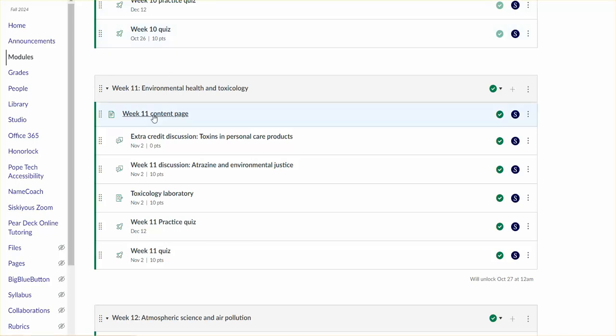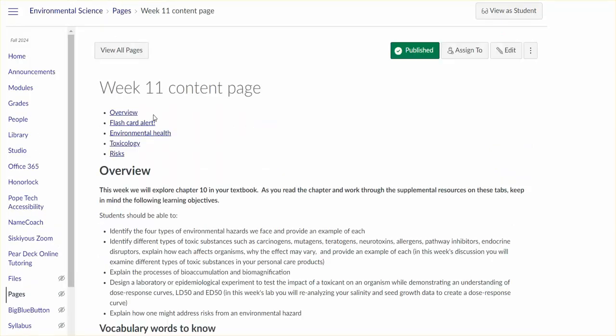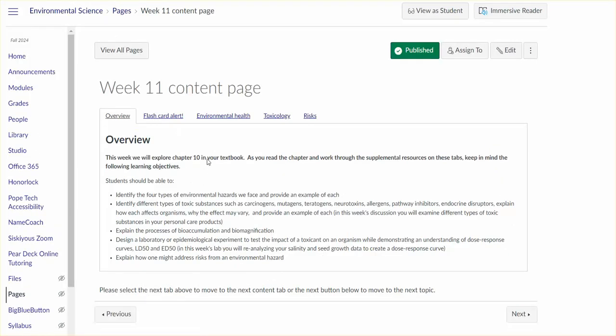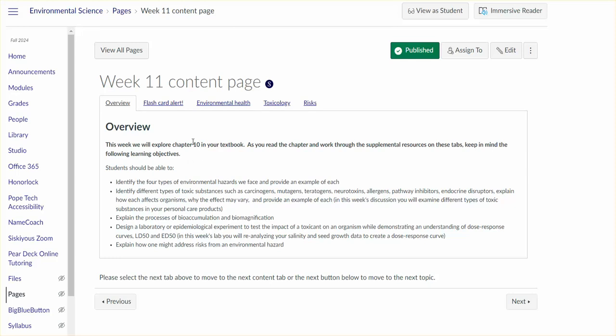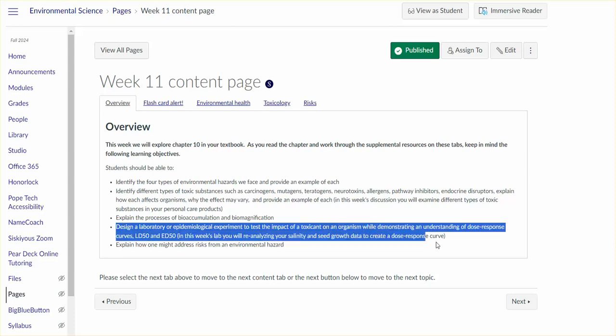This week we'll cover environmental health and toxicology, the content from chapter 10 in our textbook. On the first tab of the content page, we have 5 learning objectives. Please focus on these learning objectives as you move through the content in the textbook. This one is pretty closely related to the lab activity that you're going to do.